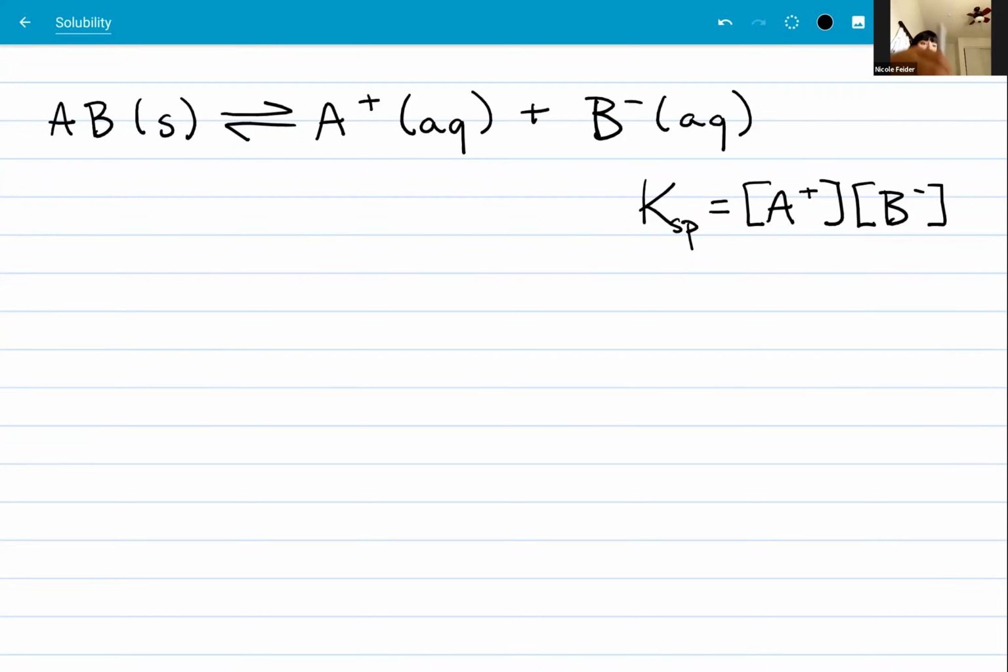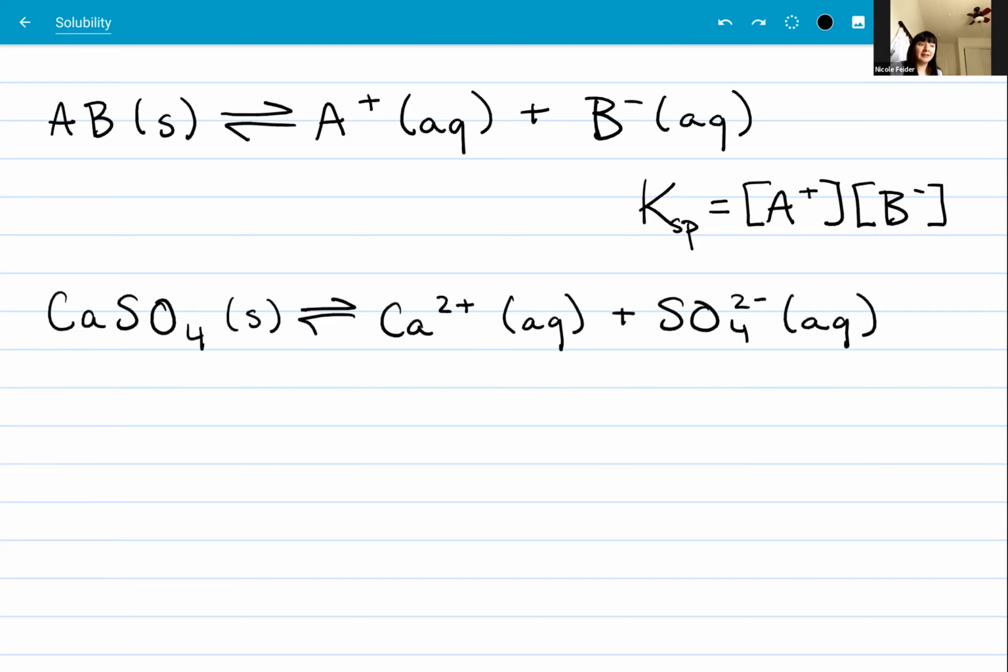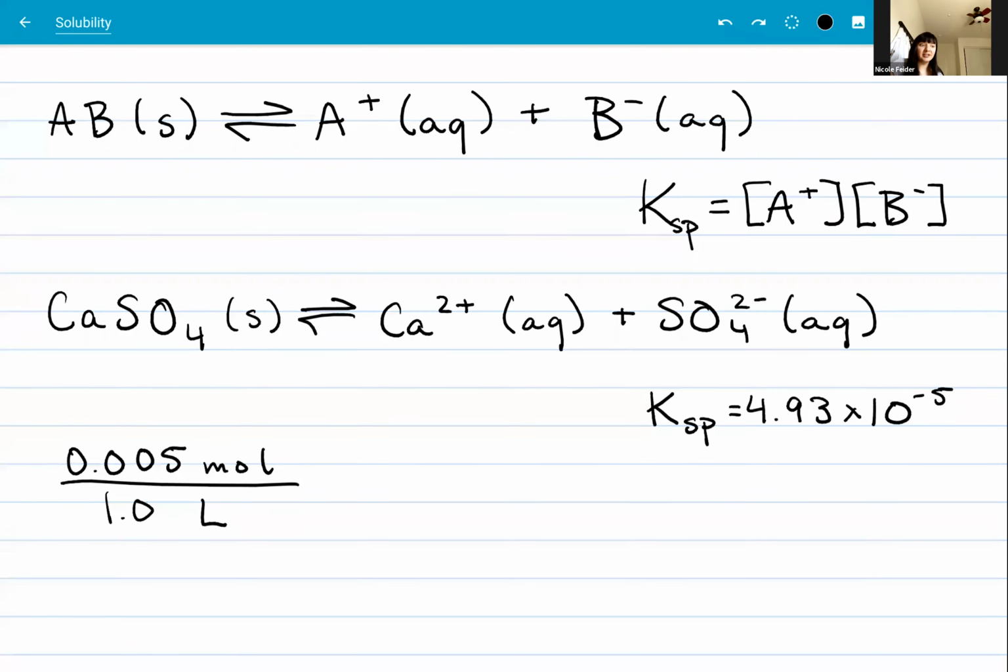Take, for example, calcium sulfate, or CaSO4. When this dissolves in water, we get Ca2+ cations and SO4 2- anions, like so, with a KSP of 4.9 times 10 to the minus 5. So say I dissolve 0.005 moles of CaSO4 into 1 liter of water, and there's no precipitate left in the water. That is to say, the solid CaSO4 has completely dissolved into Ca2+ and SO4 2-.